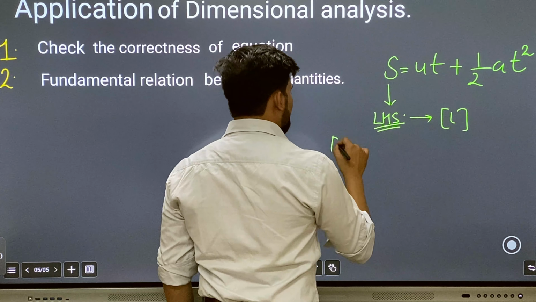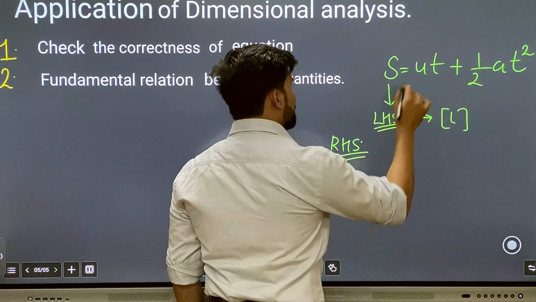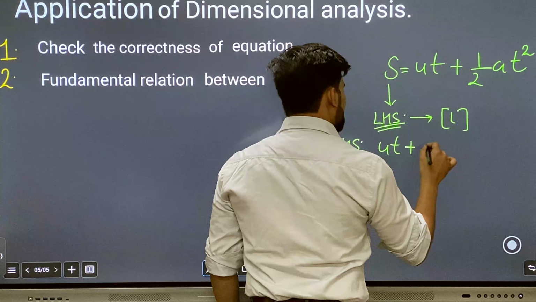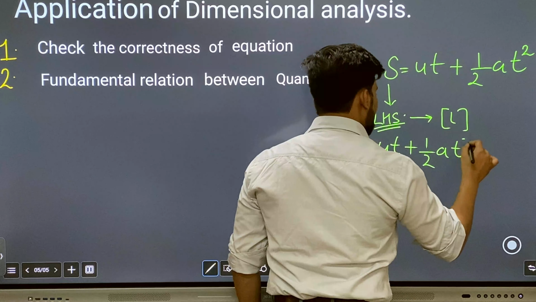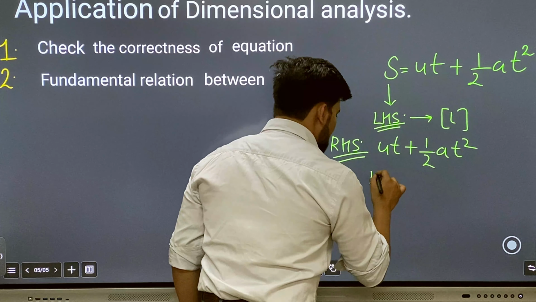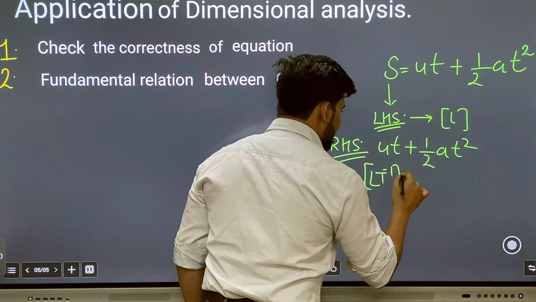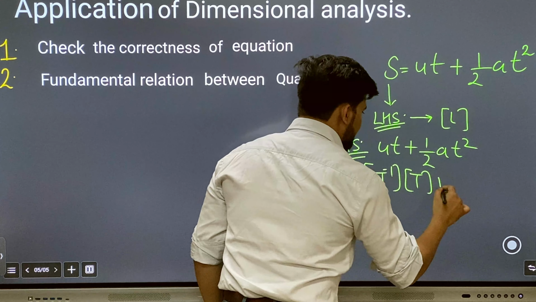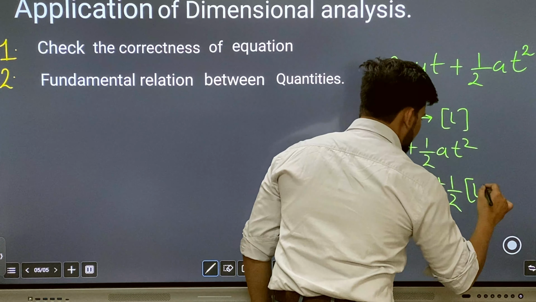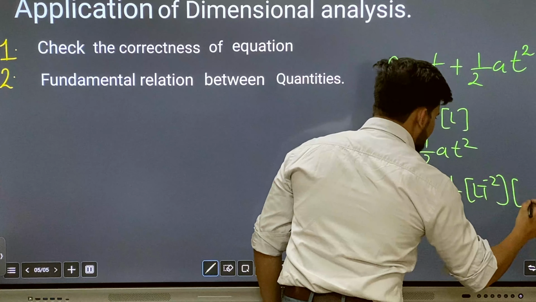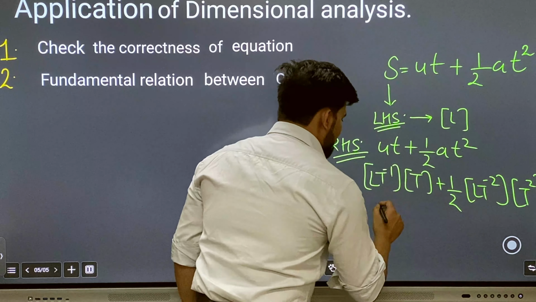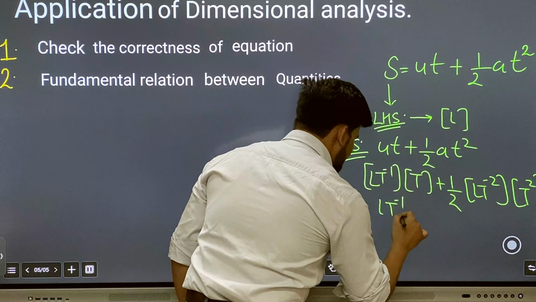In the same way, if I write the dimensional formula of the right hand side, it will become ut + ½at². U stands for velocity. The dimensional formula is given as [LT⁻¹] multiplied by T, plus ½ times a, which stands for [LT⁻²], multiplied by T². So it will become LT⁻¹.